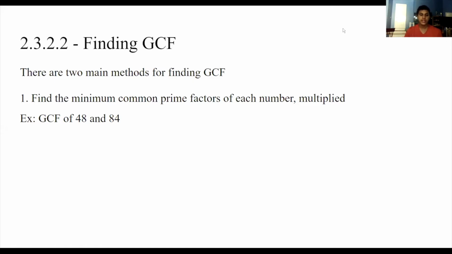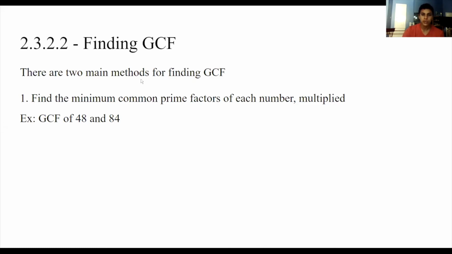So the first method is to find the minimum common prime factors of each number and then multiply that by each other. I find the best way to explain this is through examples. So I'll be doing an example here. My question says, find the GCF of 48 and 84.